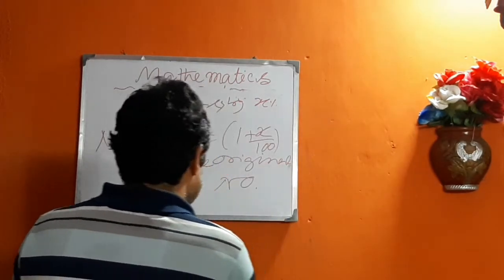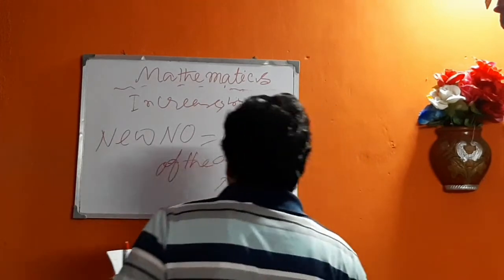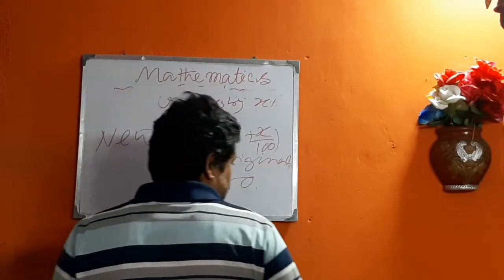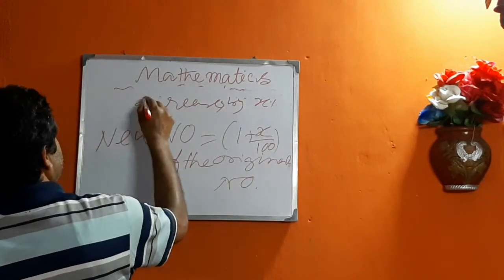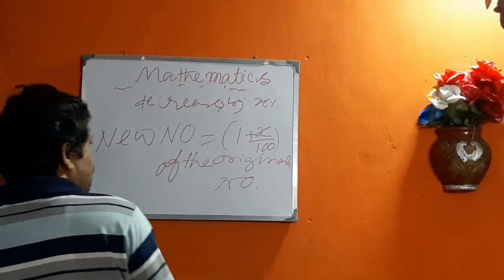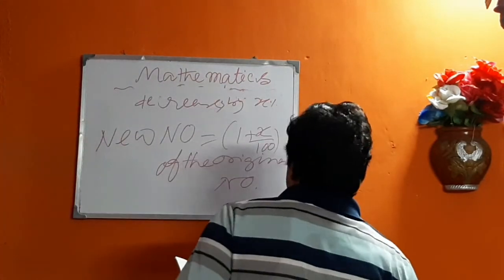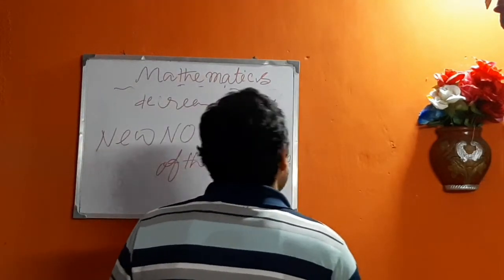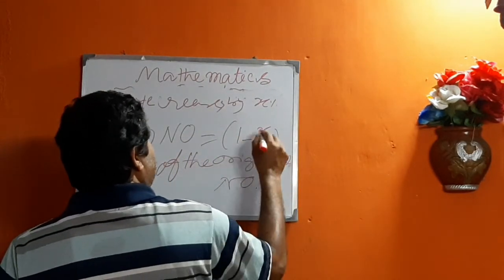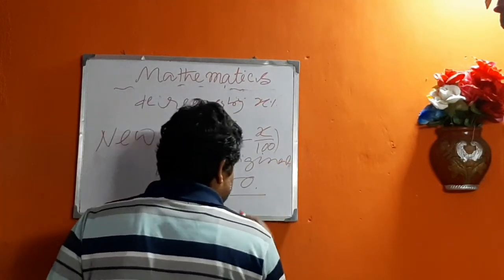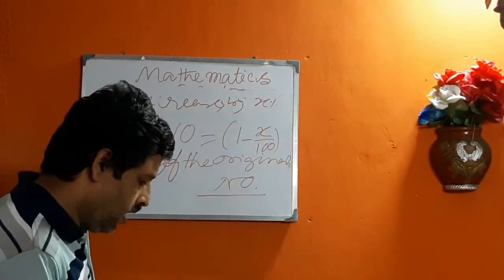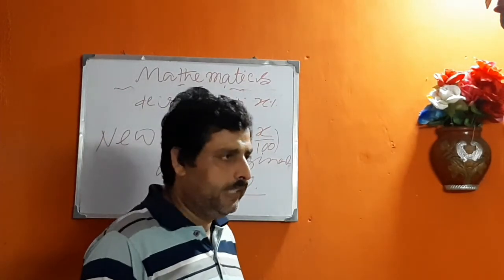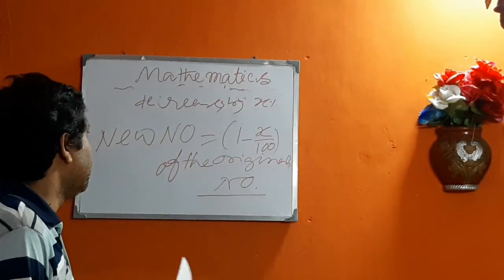And if it is decreased instead of increased, if it is decreased by x%, the new number will be 1 minus x by 100 of the original number. So using these formulae, you can solve problems related to percentage very well and very quickly.